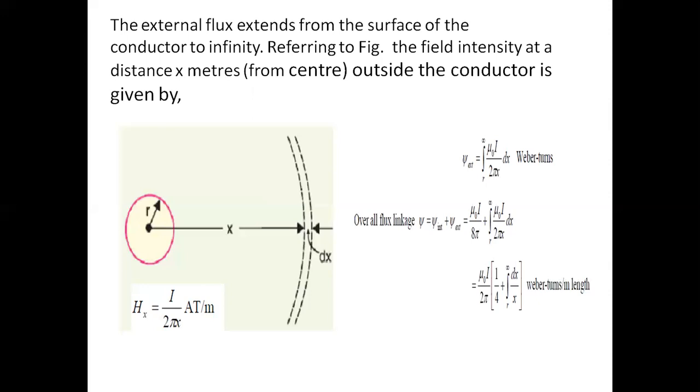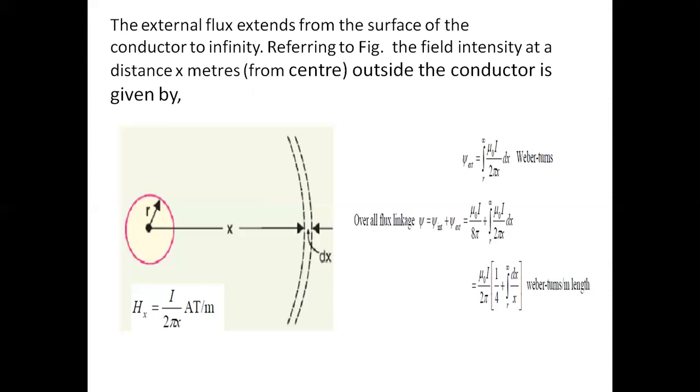Now I'm going to find the overall flux linkages. The total flux linkage in conductor A is equal to the flux linkage in conductor A due to the internal flux plus the flux linkage in conductor A due to the external flux. So that is equal to mu naught I by 8 pi, that is the previous equation, plus the flux linkage due to the external flux, which is the integration from r to infinity of mu naught I by 2 pi x dx. So you have to simplify these equations.